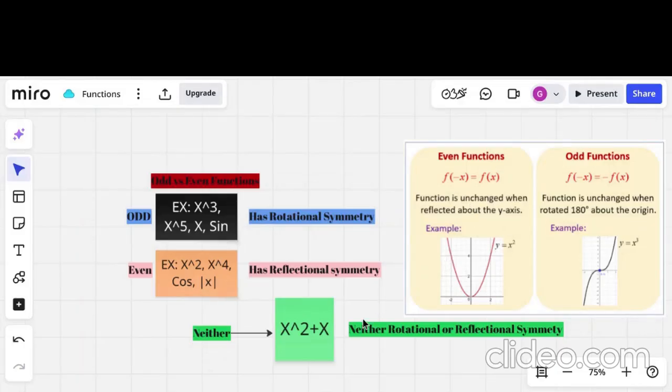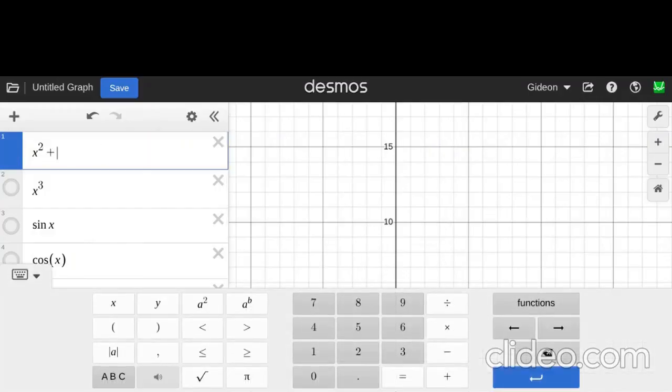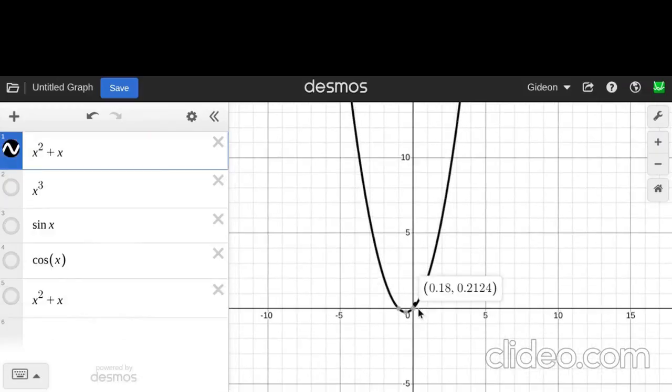And in some cases, it can just be neither. It has neither rotational nor reflectional symmetry, and that's because it is not centered on the axis. So this is shifted over. As you can see, it's not even on both sides, so that would be neither.